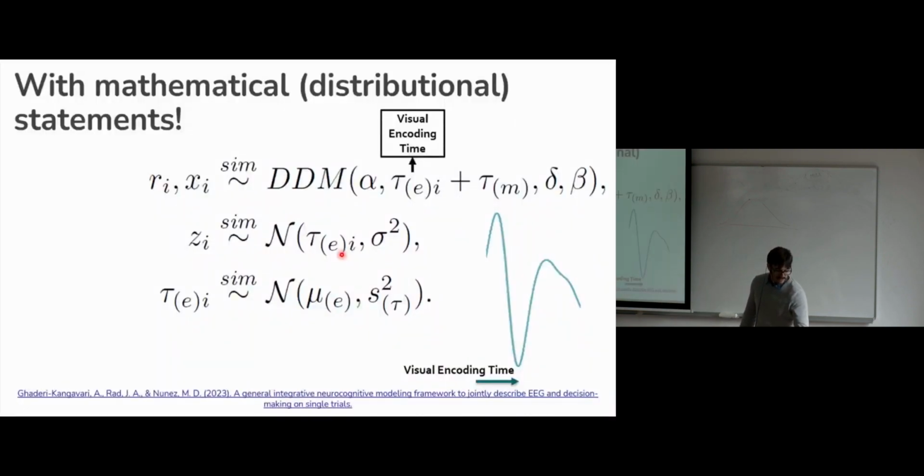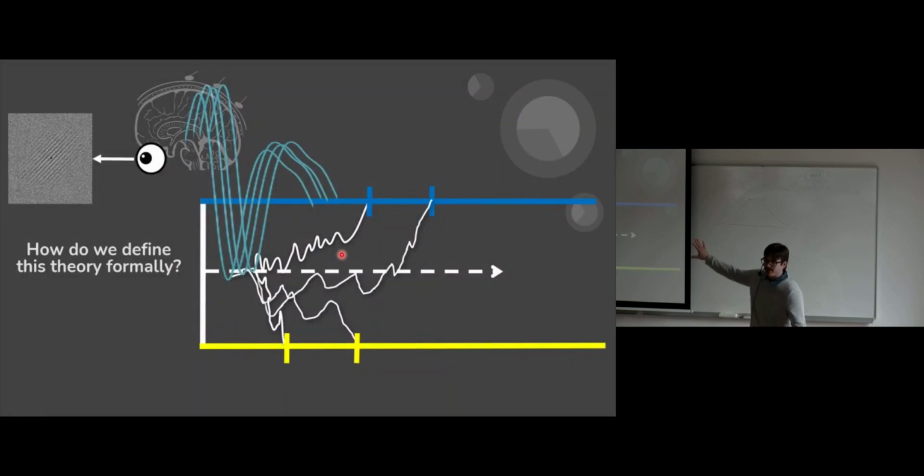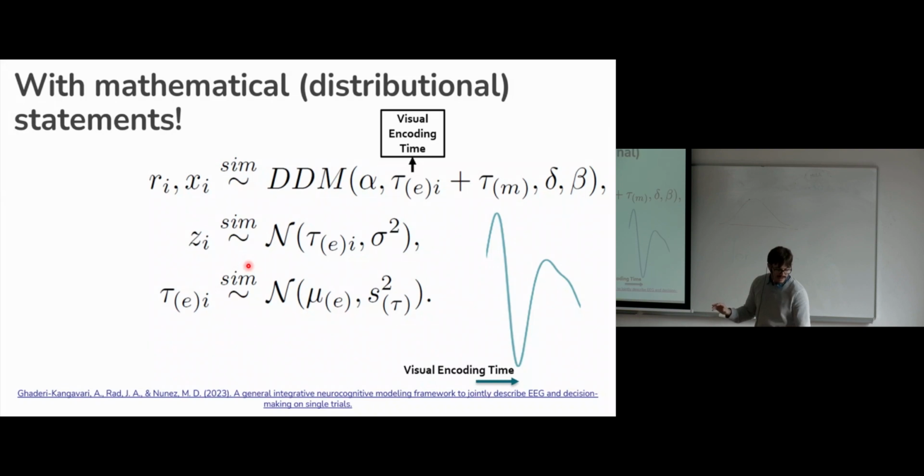So what I could do is, well, I want to formally define this theory including the N200, but now I want to predict, instead of using this as an independent variable, I want to predict the N200 latencies from the model itself. And how to do this? Well, I have some simple mathematical statements, but I'll break it down for you.